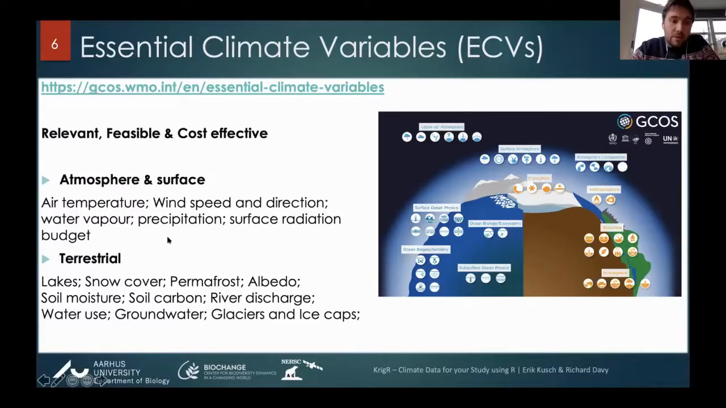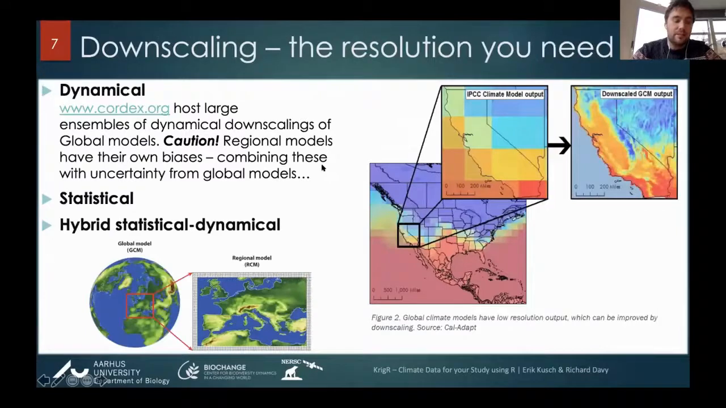There are the obvious ones like air temperature and precipitation, but also surface radiation budgets, and an awful lot of terrestrial variables as well. But if you do find that you're interested in something which isn't there, this is an iterative process with the WMO. You can go to this website and say, I think we need this variable and this is why, and they can consider adding it to the list of climate variables.